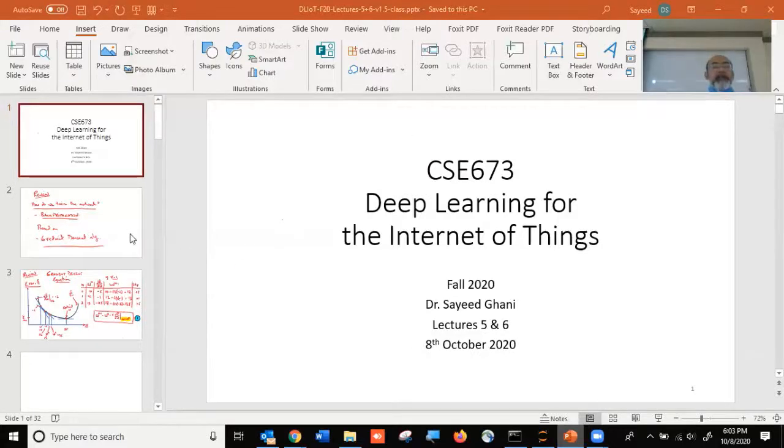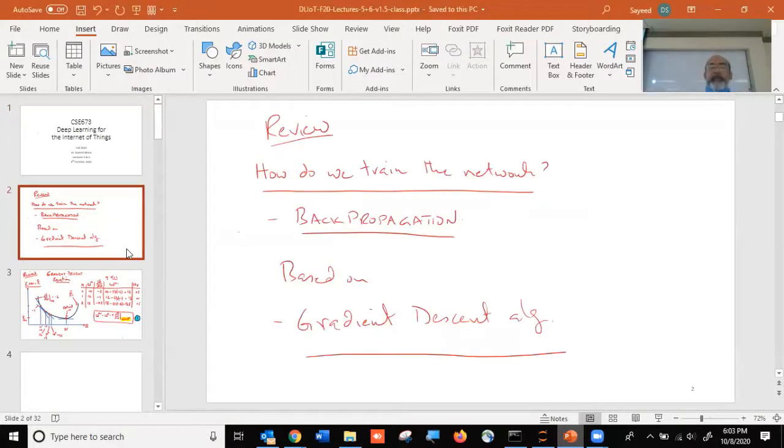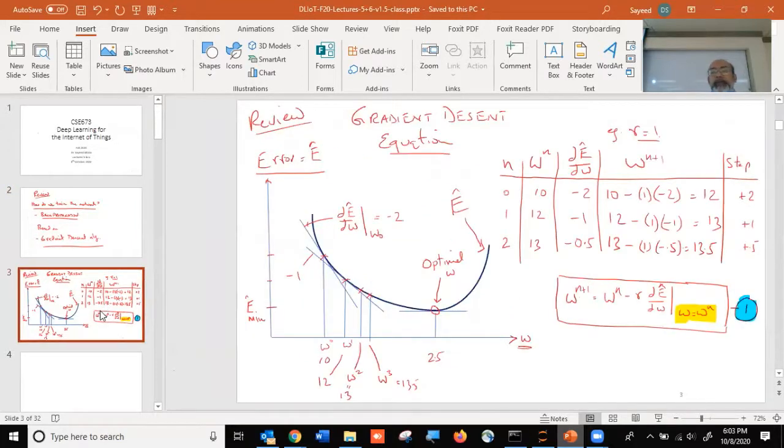Let's start by doing a little bit of a review. In the last lecture, we had started talking about backpropagation, right? And I mentioned that the backpropagation, first of all, consists of the gradient descent algorithm, right? And I showed you the following gradient descent algorithm.